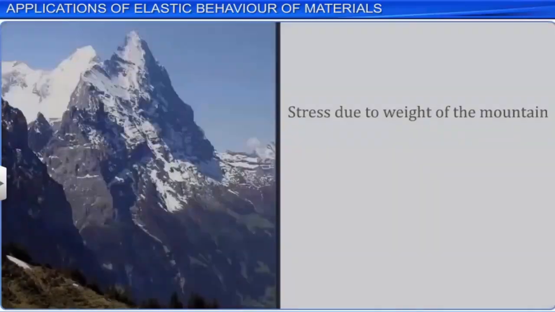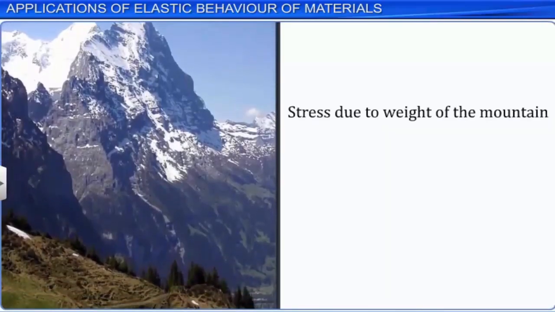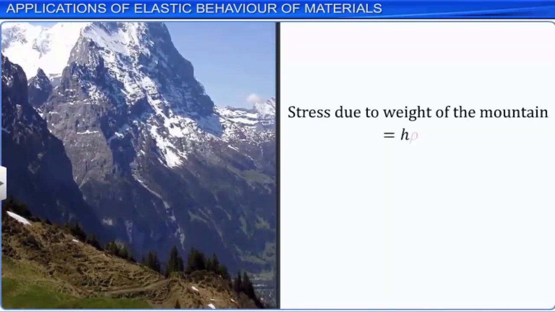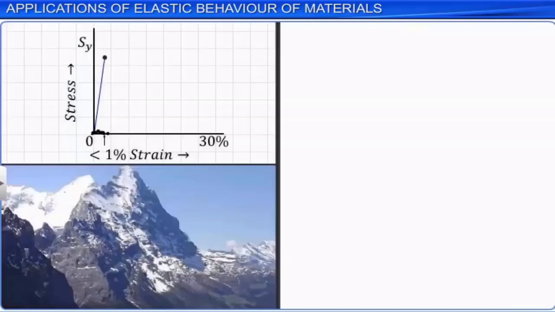The stress due to the mountain's weight can be equated with the yield stress, the stress at the elastic limit. The value of yield stress for rocks is typically in the range of 3 × 10^8 pascal. Taking an average density of rocks as about 3000 kg per meter cubed, and solving for h, we get h as approximately 10 kilometers.